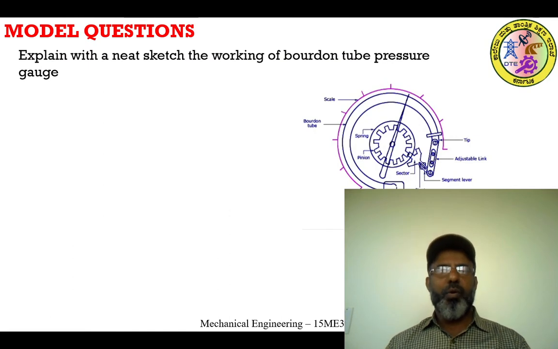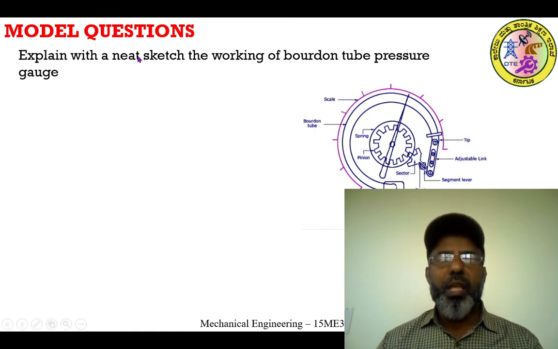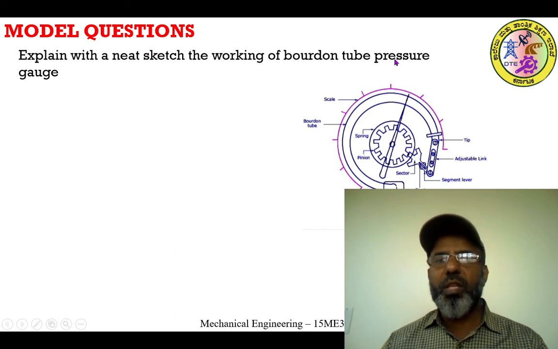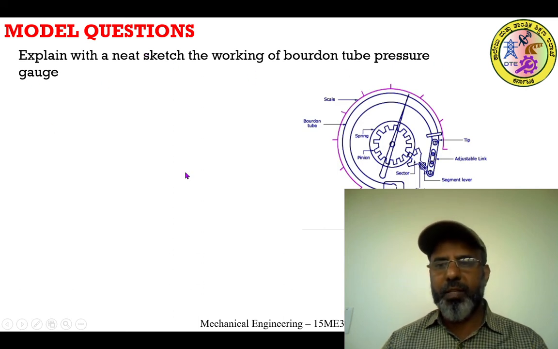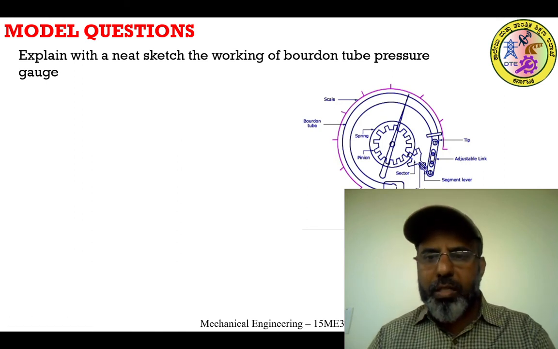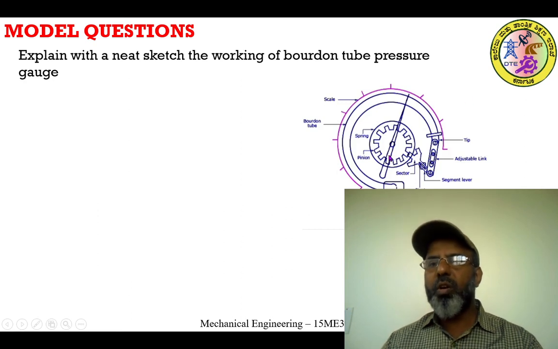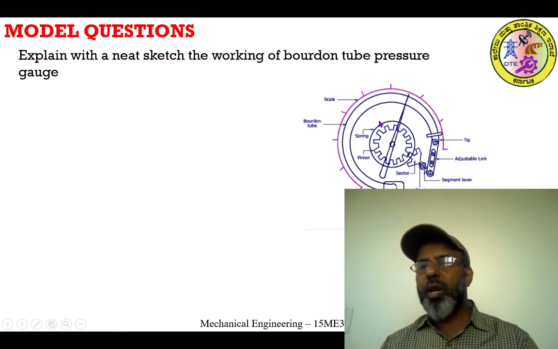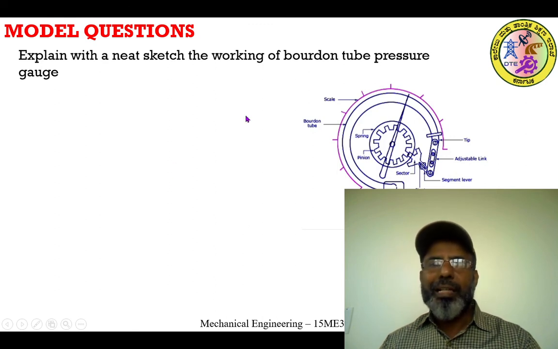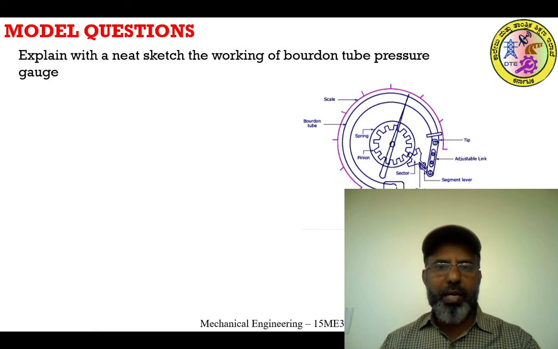Now from the exam point of view, the question asked for 5 marks will be: explain with a neat sketch the working of the Bourdon tube pressure gauge. Let me try to answer once again how to answer this question. You draw this sketch, which will be for 2 marks. You should label all the parts. Now coming to the details, what you should write in the exam.